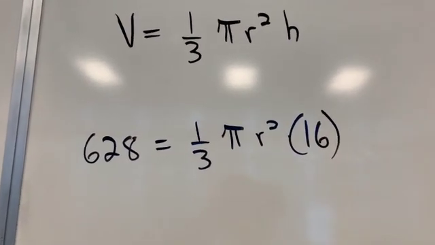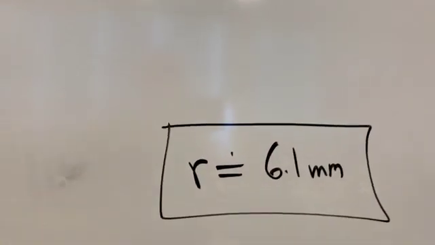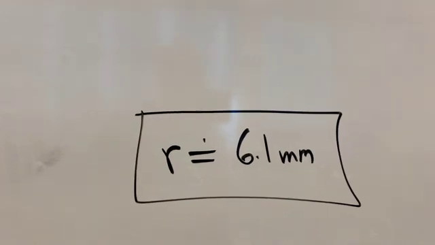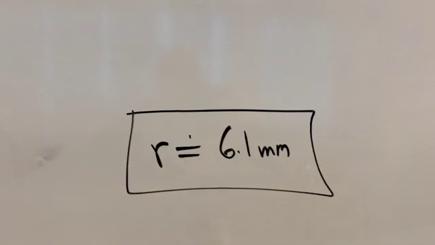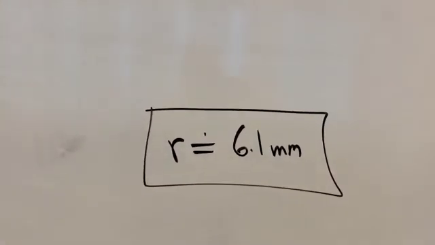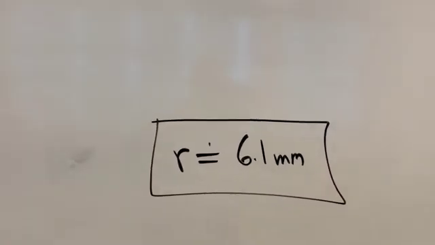And either way, as long as you're careful with the brackets over here, you will get to an answer that rounded to the nearest tenth is about 6.1 millimeters. Do be careful that your units are consistent throughout the question. This question was about millimeters cubed and millimeters. You don't want to somehow magically turn it into centimeters or meters just because you're more used to those units.